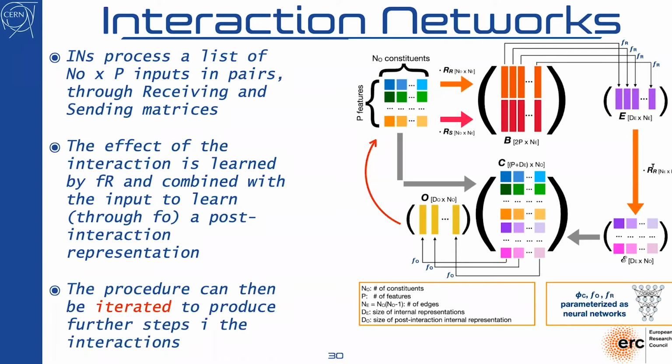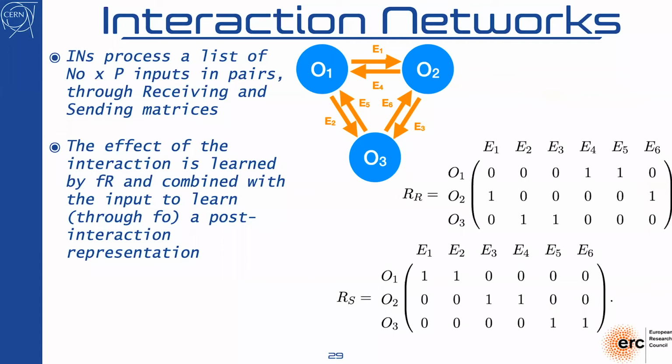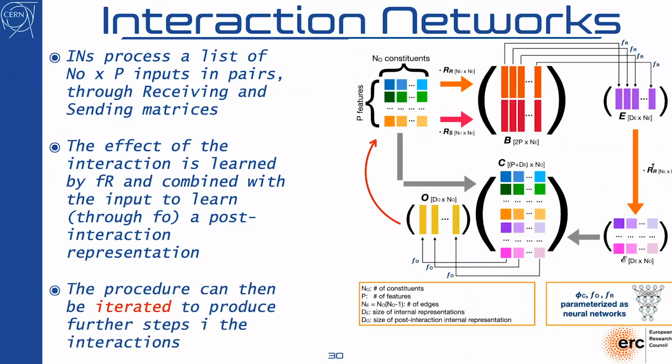So how does it work? It's this very complicated diagram here. The first thing is that you start from an input, which is features. Each row is a feature, and each column is a constituent, a vertex in your graph. So it's transposed with respect to what we've been playing with yesterday. And you will see in the code that there are a lot of transposes happening here and there. If you multiply these objects times RR and RS, RS I didn't say, but it's the same thing for the sending and not the receiving links.